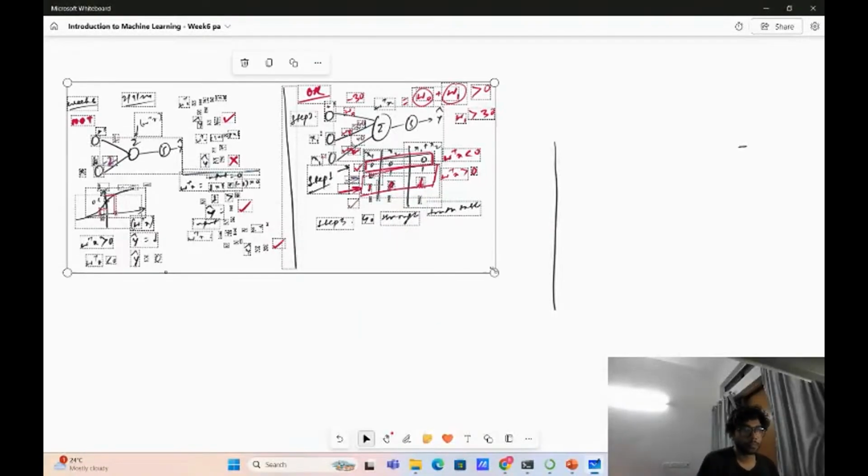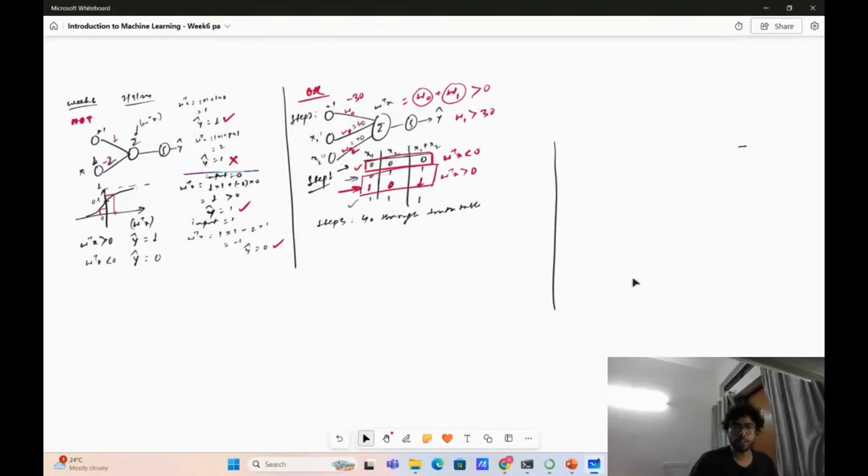Monica is asking about the weight values. Weight values are not given. Weight values are the values that we have to calculate. I will explain it with the AND gate. We'll go step by step this time.